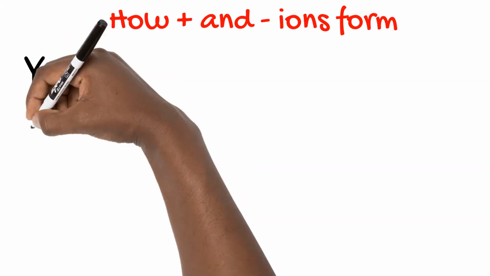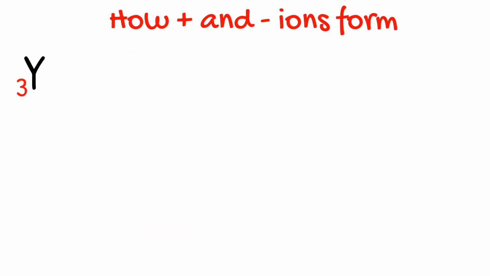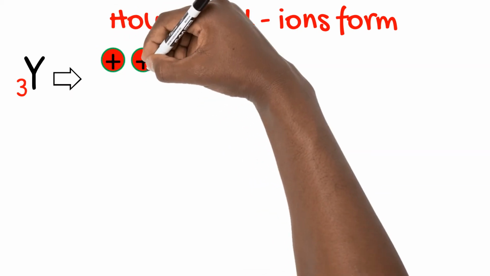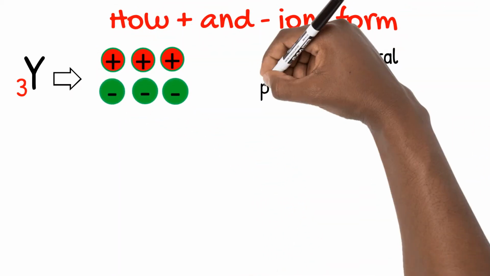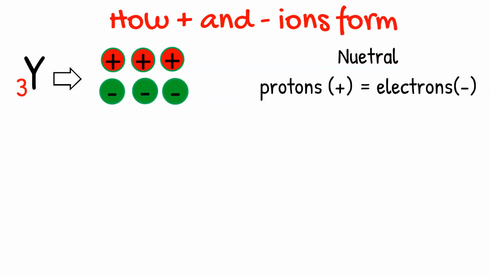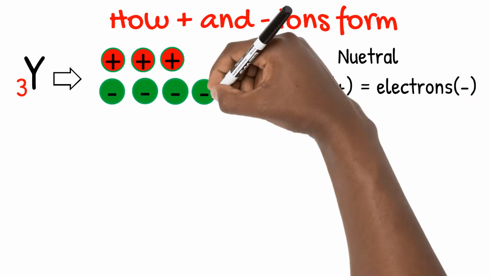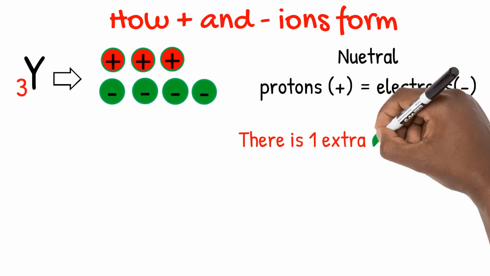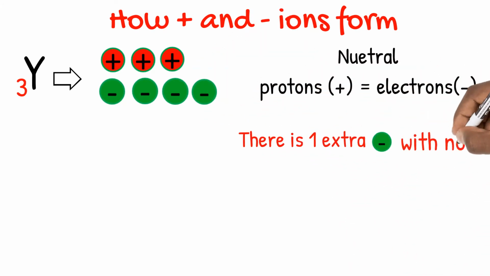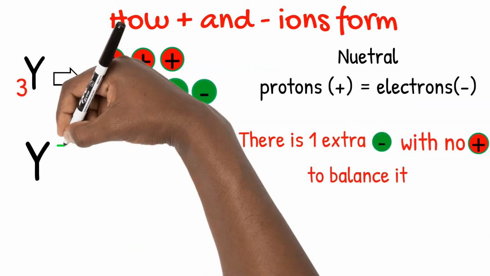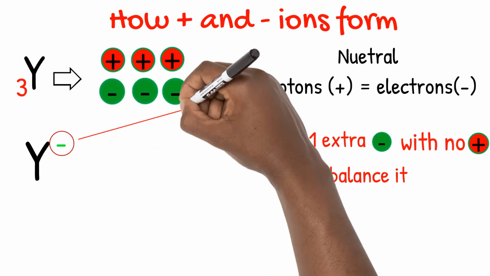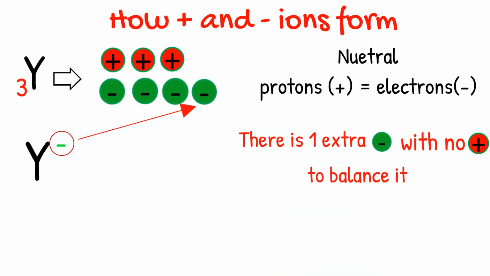Well, imagine an element called Y with an atomic number of 3. That means it has 3 protons and 3 negatively charged electrons, which makes it neutral because the number of positive protons equals the number of negative electrons. Now, if Y gains an extra electron, it means that there is one extra negative charge with no positive charge to balance it. This means Y now carries a charge of minus to account for this extra negative charge.